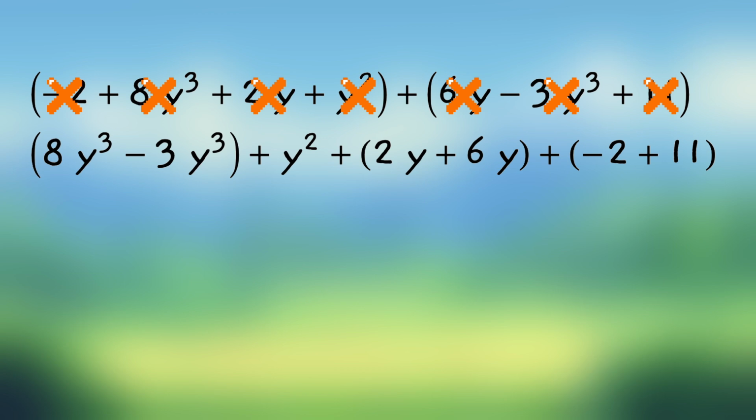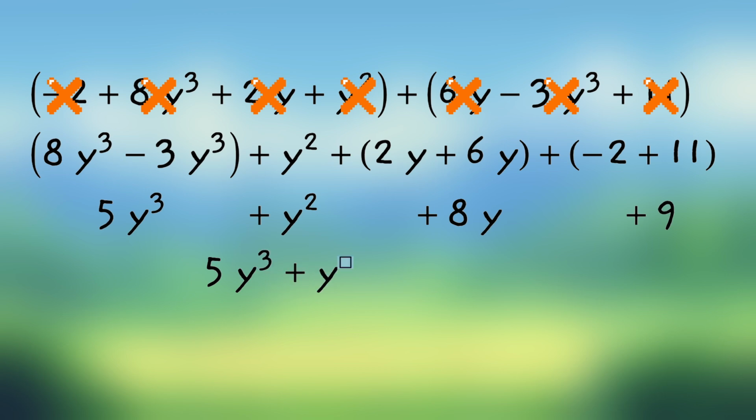8y cubed minus 3y cubed is 5y cubed. We then have y squared. We can't combine it with anything, but it's still part of the answer. 2y plus 6y is 8y. And lastly, -2 plus 11 is 9. So the sum of these two polynomials is 5y cubed plus y squared plus 8y plus 9.